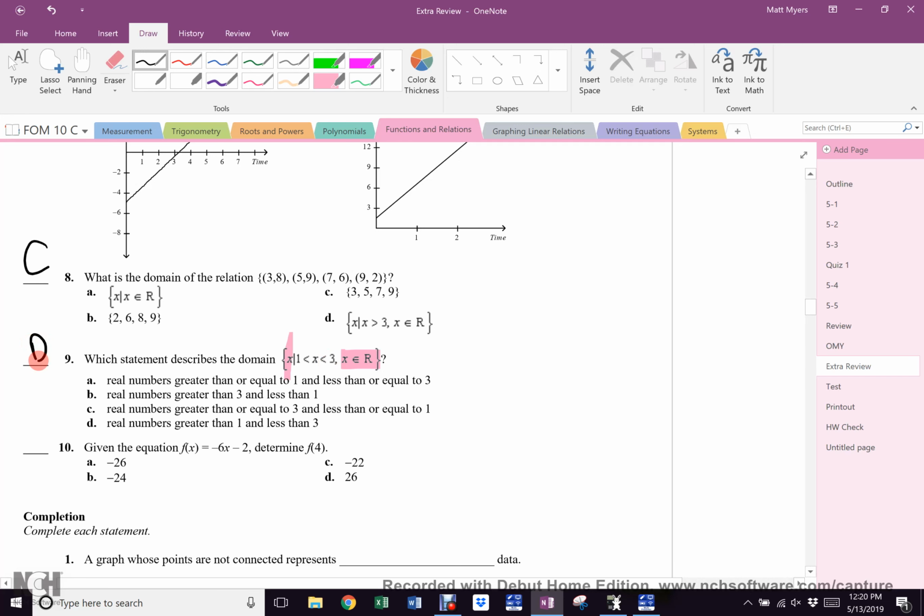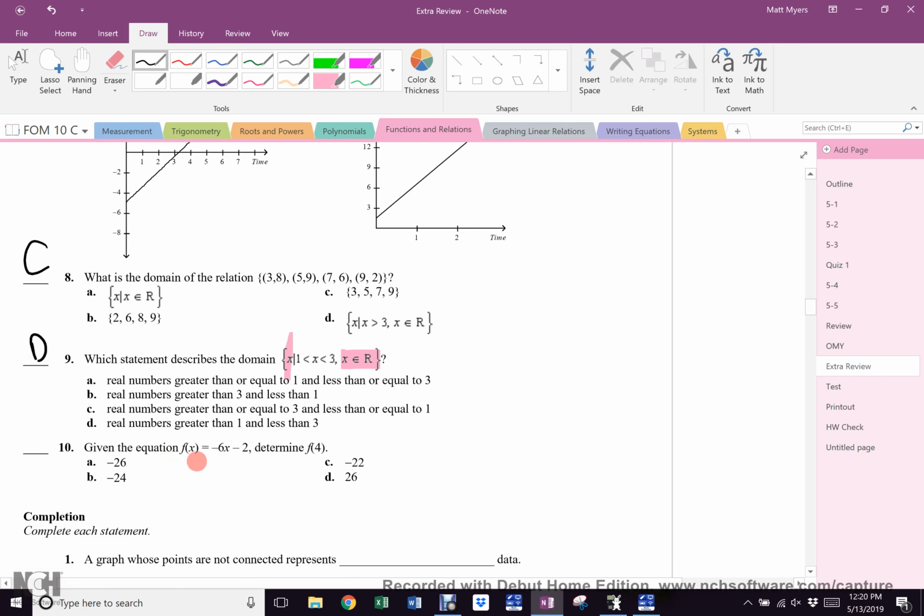What is the only? No, 2 is the only natural number. How many real numbers are there between 1 and 3? Infinite. Because all the fractions count.